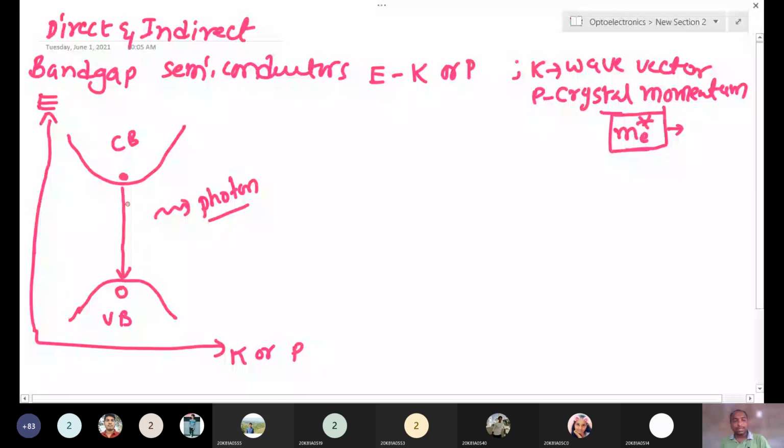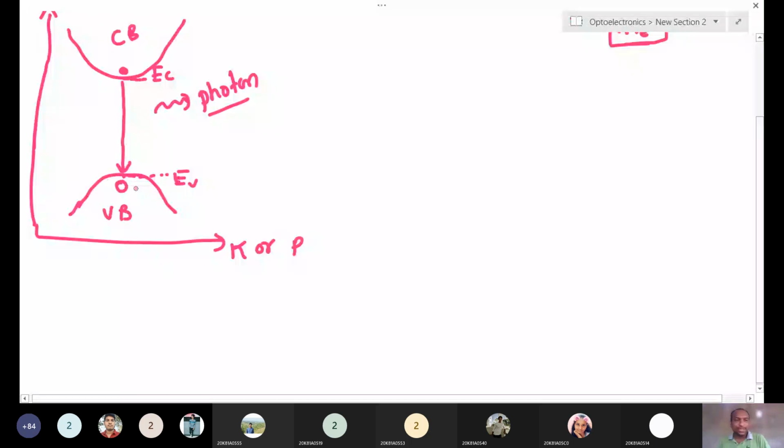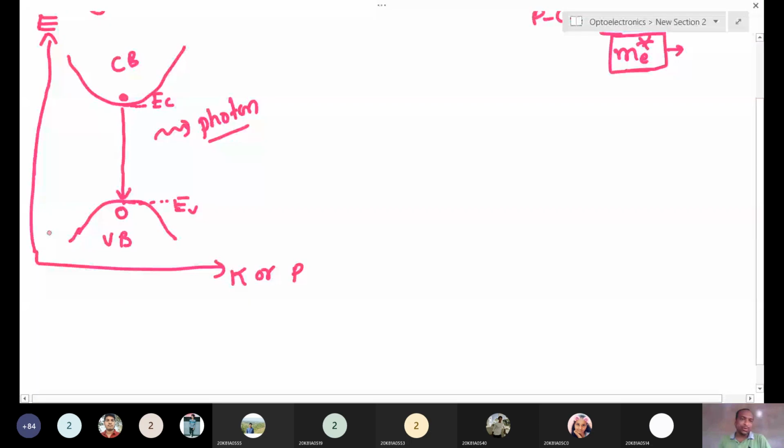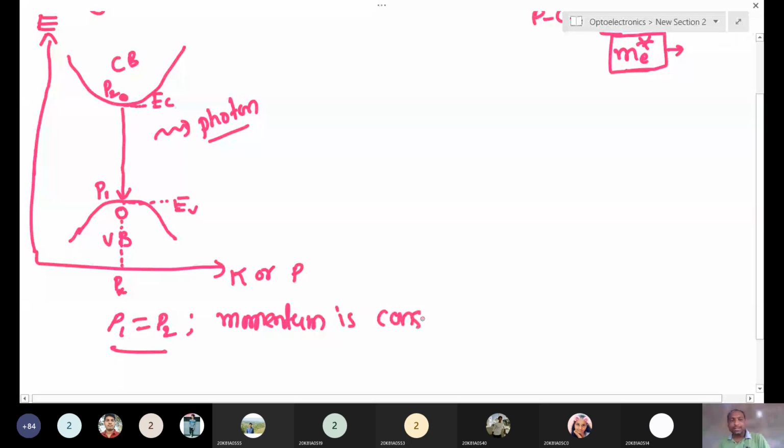That means after the transition, suppose an electron is making a transition from the conduction band to the valence band, it is at the same momentum, at the same k vector where this transition takes place. P2 is equal to P1, so these are on the same line. Suppose you take a value Px, at the Px value these P1 and P2 are coinciding. That means the crystal momentum is conserving, because delta P is zero. The difference between the momentum of the electron before and after the transition is zero. That means momentum is conserving.